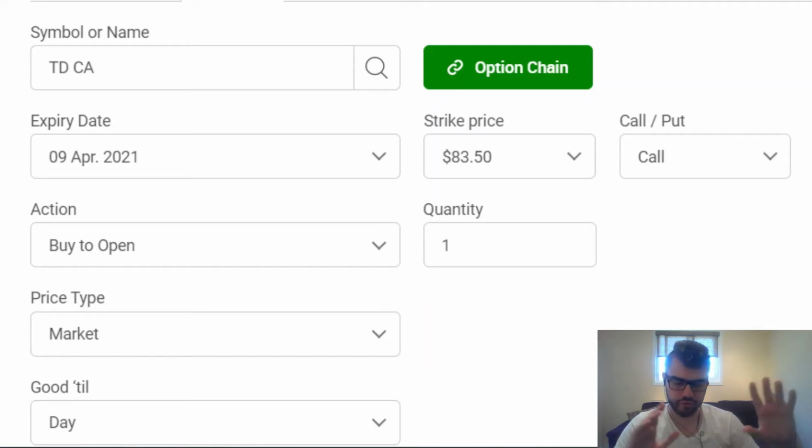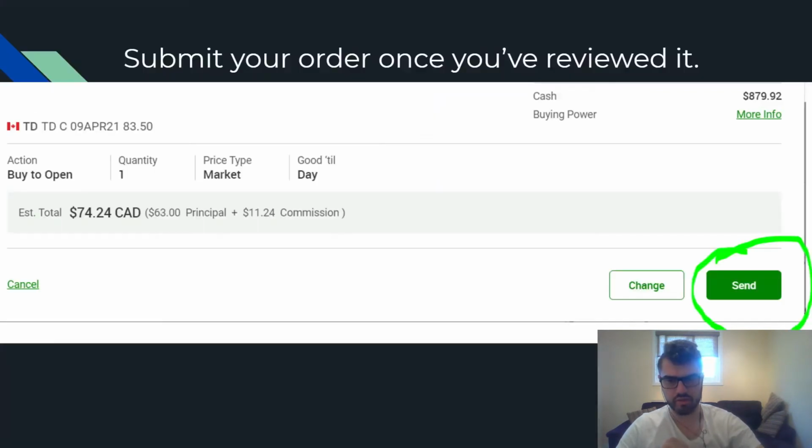Price type, for simplicity's sake, I left on the market. Please be careful with this. I would suggest to do a limit just in case, so you can actually set your price, at least a limit. If you know the other order types, you can visit my other video on it if you want to get more fancy with it, or if you want to set ranges. Good till, you're usually going to leave on day, okay? Set a good till cancel date if you want, or participate in the extended trading hours. But if this is your first time doing it, just leave it on day for now.